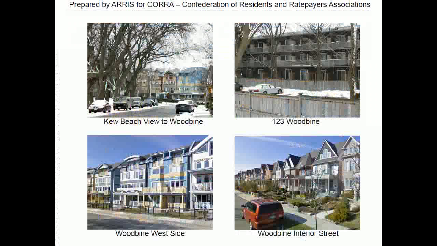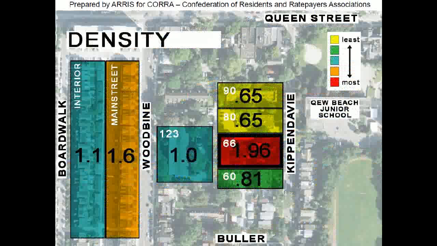Here we see the density, and again going from the least, in this case, to the most, starting with the yellow, we see actually that the townhouse scheme and apartment building to the north of the site are at 0.65 times coverage, and then to the south immediately is 0.81, and behind it is 1.0. And then across the main street we see the intensity at 1.6 and the interior blocks at 1.1. The site itself is at 1.96.